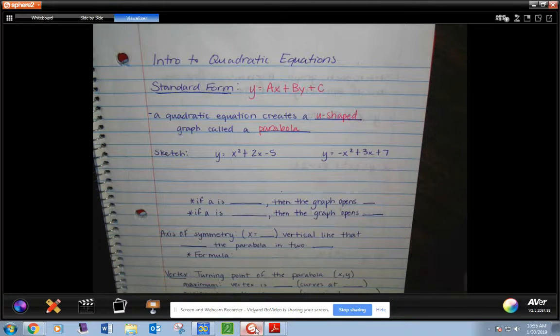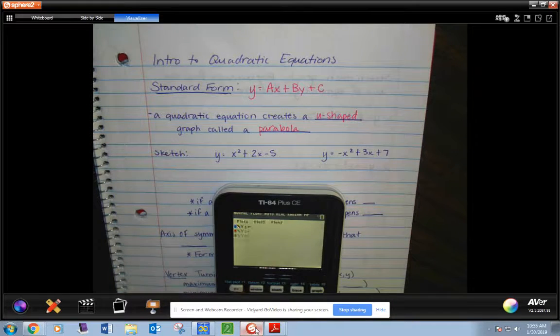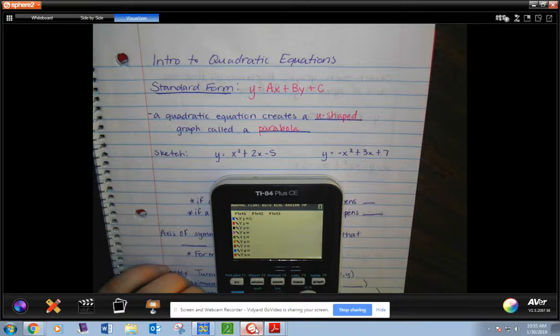Okay, so the first thing that we're going to do is we're going to just sketch two graphs. So what you're going to do is you're going to go to y equals, and you're going to type in x squared. Whoa, I typed that wrong. x squared plus 2x minus 5, and you're just going to hit graph.